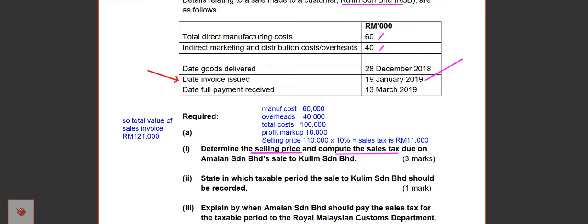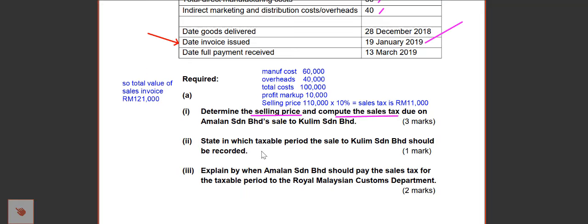So if you take 19 January, we take every 2 months as a taxable period. Now if the question is silent, we always take the odd period. That means January to February is a period, March to April, then May to June. It's always like that, the assumption. So January 19 to 28 Feb 19. So we're going to base on the date of the invoice.